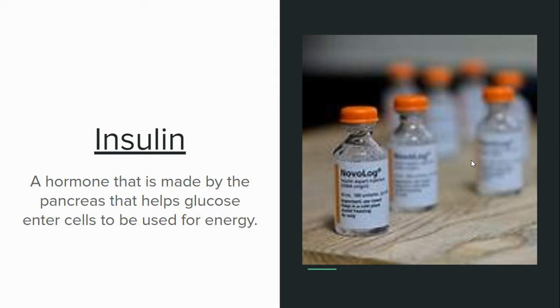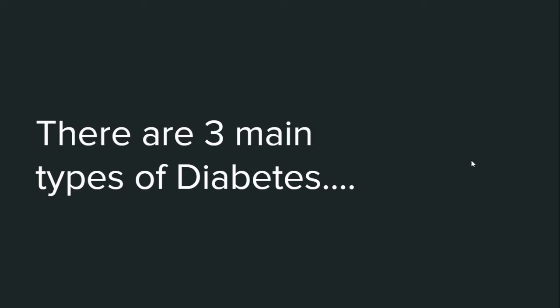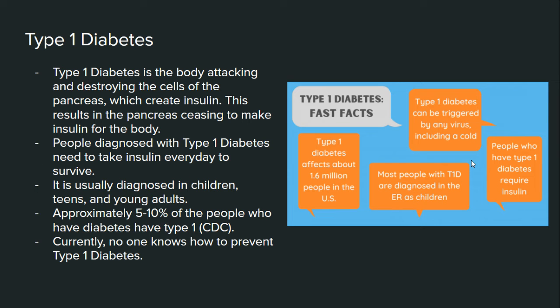So, what is insulin? Insulin is a hormone that is made by the pancreas that helps glucose enter cells to be used for energy. And on the right, we have a picture of some insulin bottles that people with diabetes can use instead of the actual insulin cells. There are three main types of diabetes that we are going to be talking about today. The first one we have is type 1 diabetes.